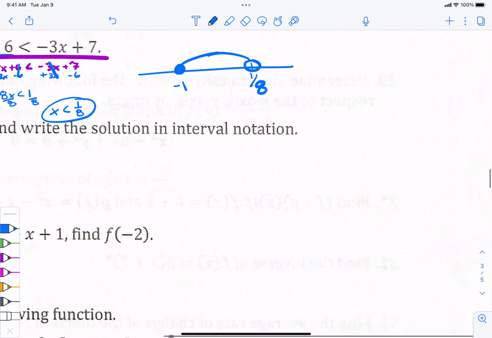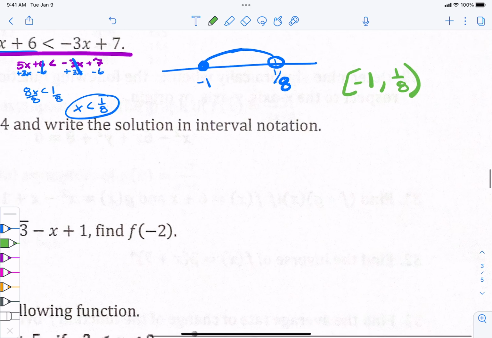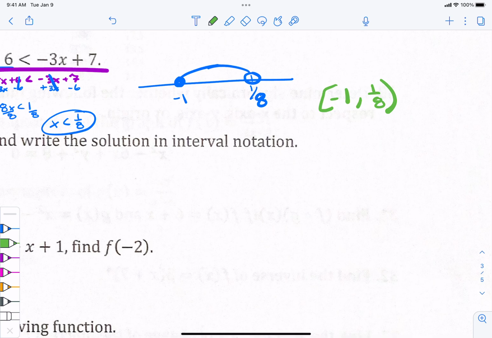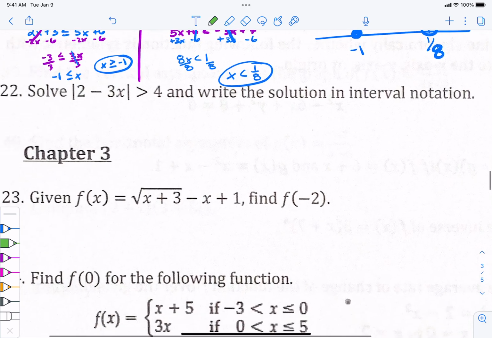What is that in interval notation? Bracket negative 1, 1/8, paren. Yeah, that's what that would look like. So that's switching into interval notation, which is what we're doing in the next one. You could have left your answer as these two individual pieces because I did not specify interval notation, but just so you're prepared for that. Okay, good?